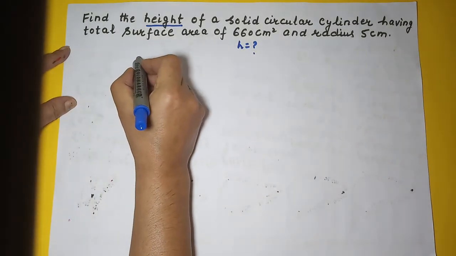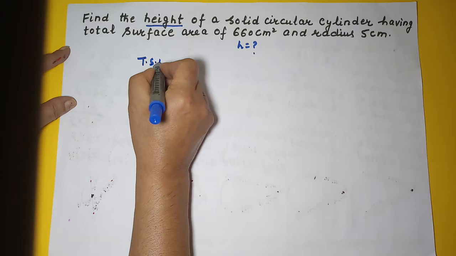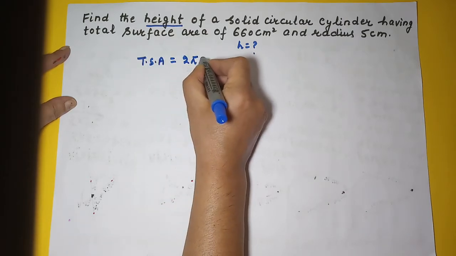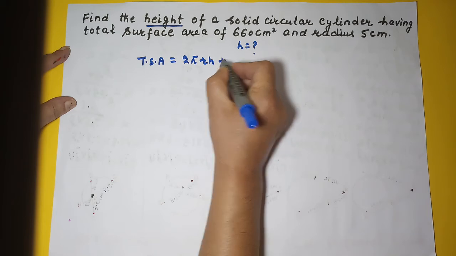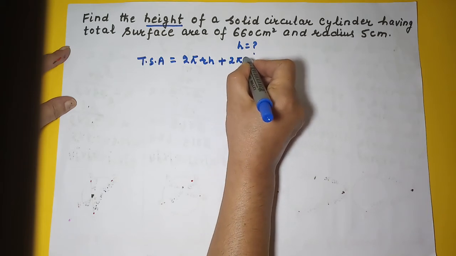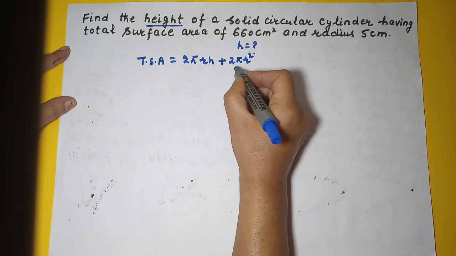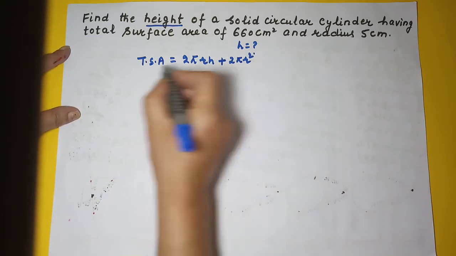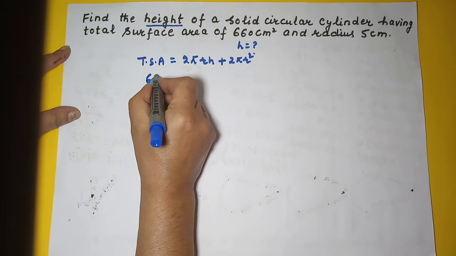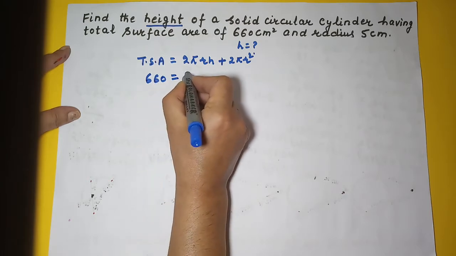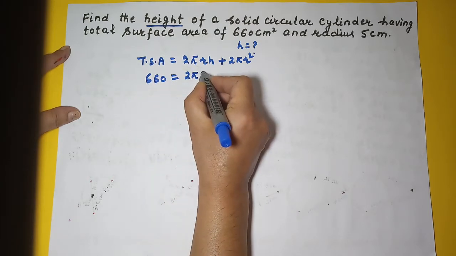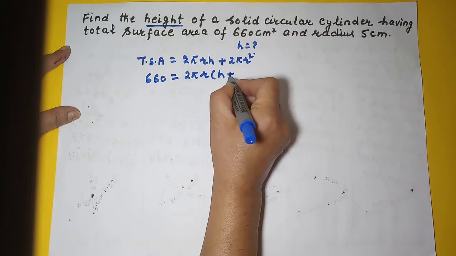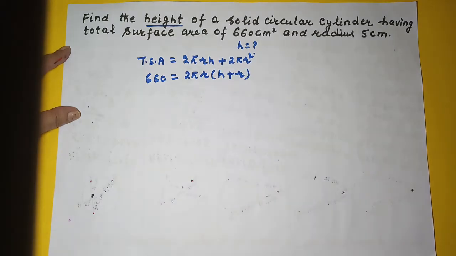How do we write the total surface area? What is the formula for that? We know it is 2 pi rh plus 2 pi r square, the areas of two circles which are at the top and the bottom. Total surface area is 660. Here you can take 2 pi r common, and inside you have h plus r, right?